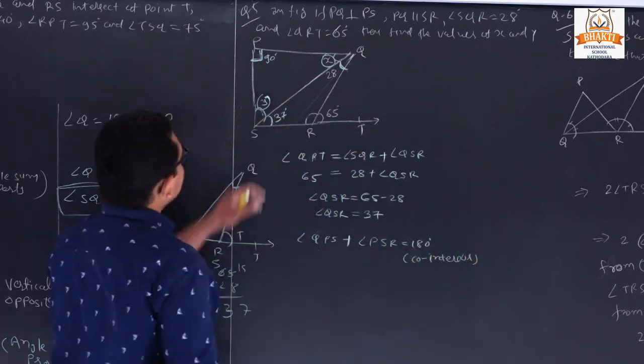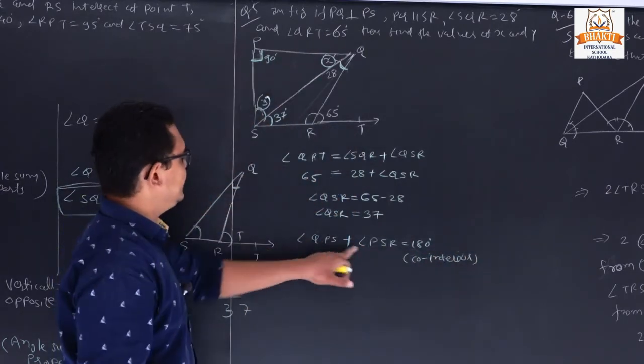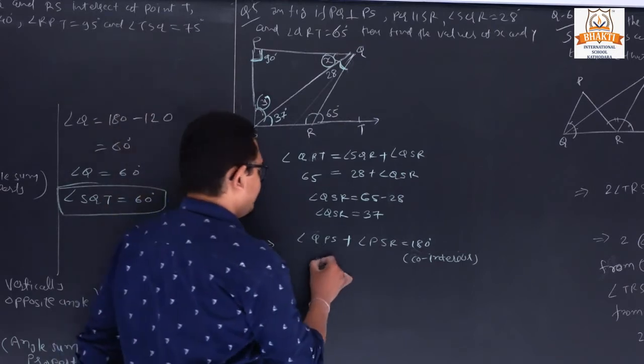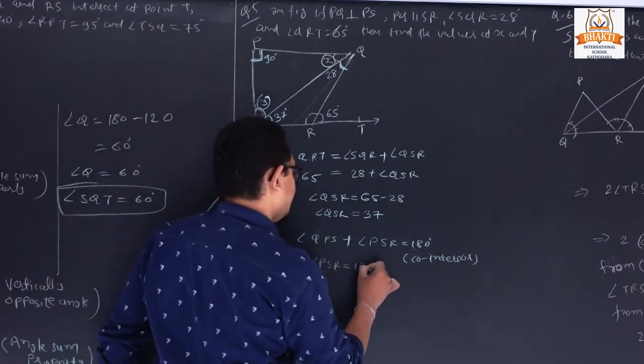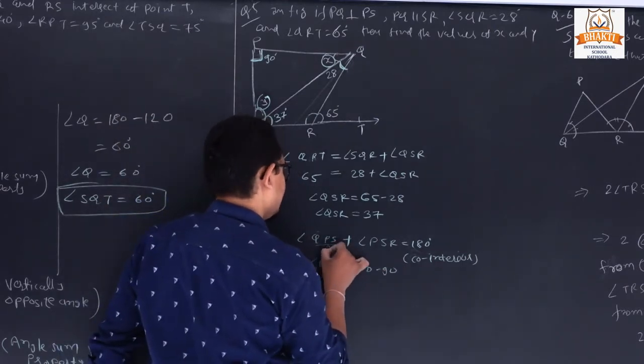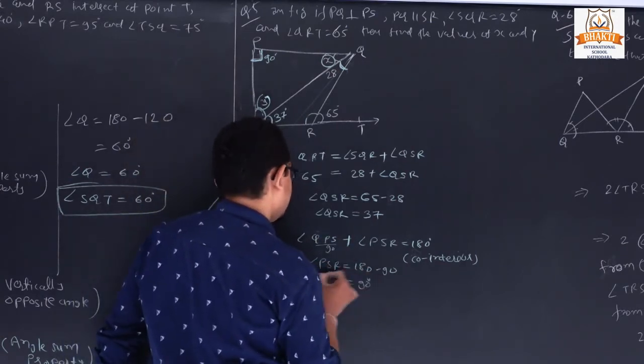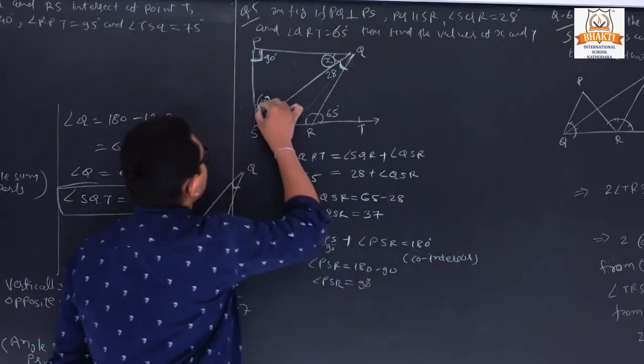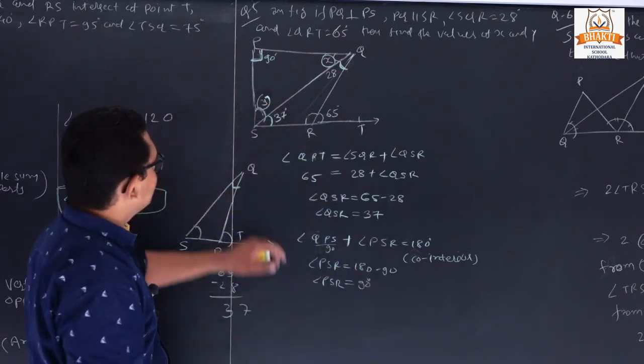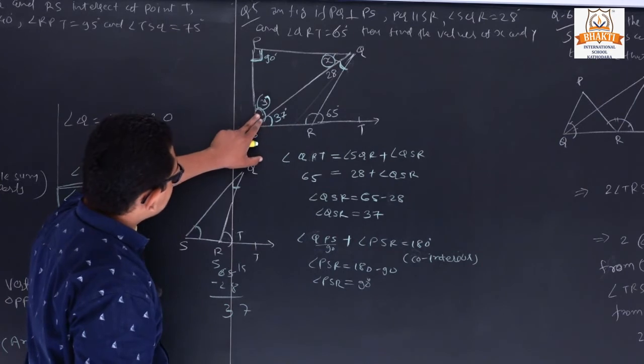But it is given 90 degree. See that QPS is 90. So PSR is equal to 180 minus 90, because QPS is already given as 90 degree. So PSR is also 90 degree.